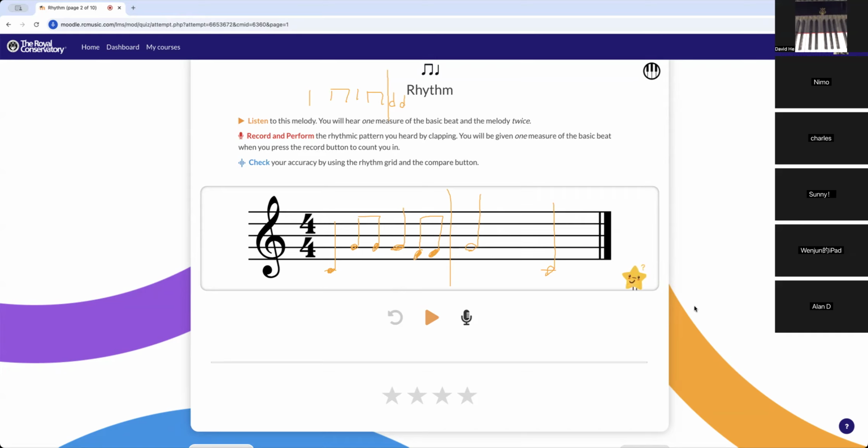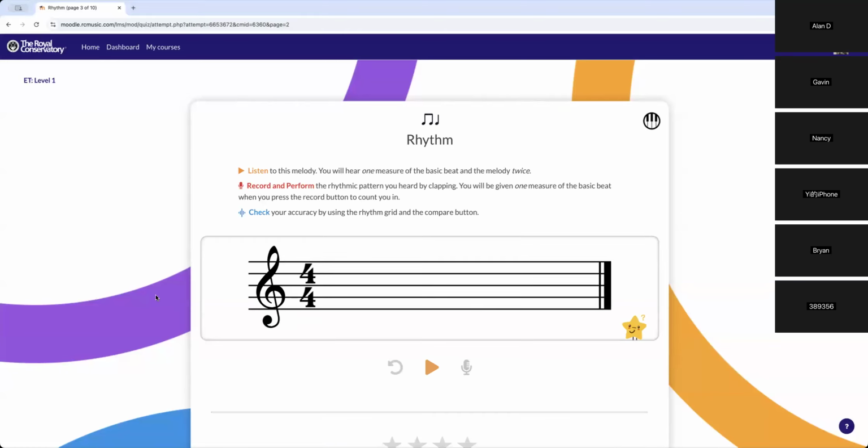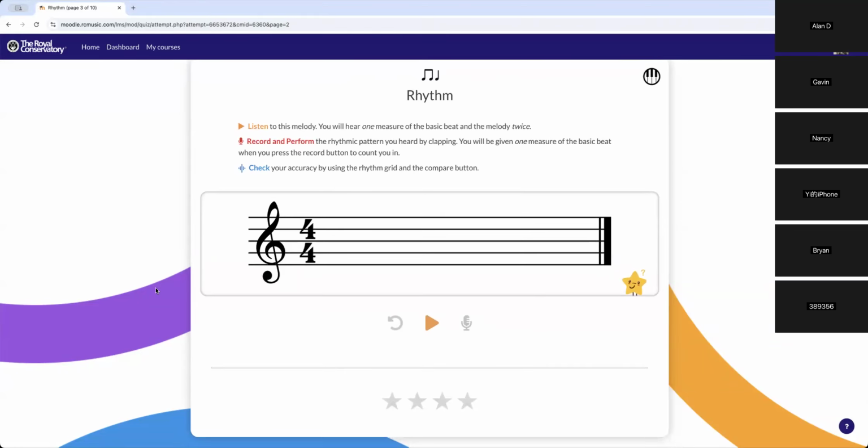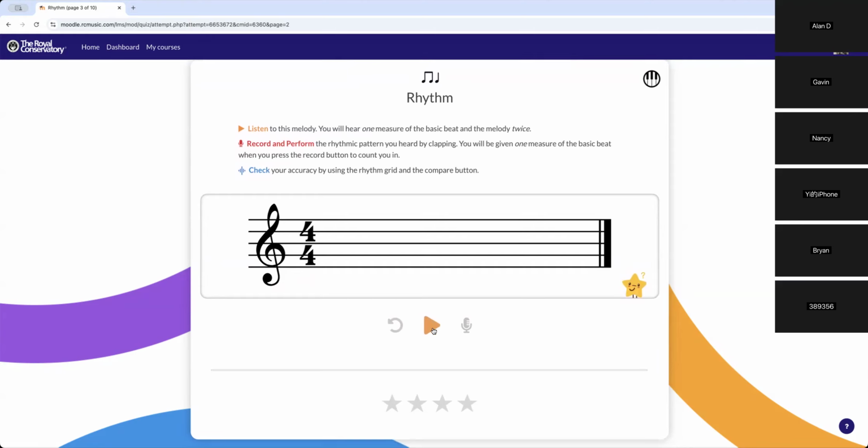Can I go? Go, Sunny. Do I say it? Yeah, you can do it. Ta ti ti ta ti ti ta ta. That's perfect. Very good. Okay, let's keep moving to the next one. Same thing. This time it's going to be your choice, your chance to do everything. Let's listen to this one first.